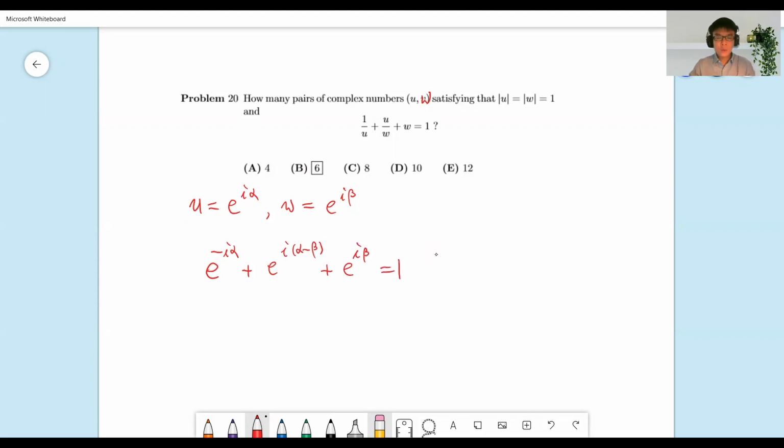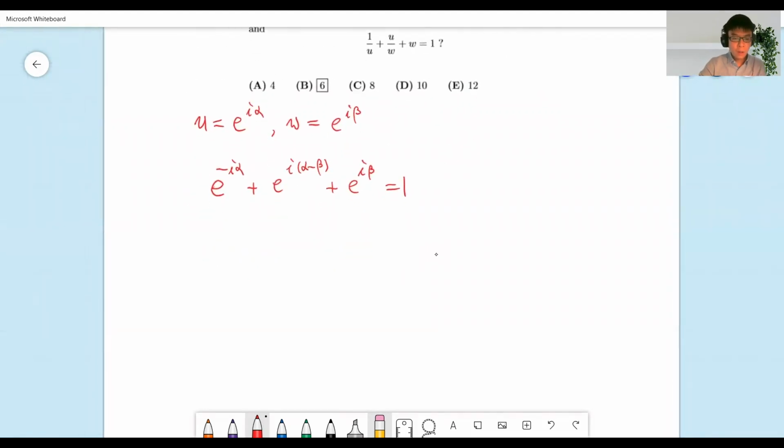So let's use Euler's formula to express these terms. The first term is cosine alpha, since cosine of minus alpha is also cosine alpha, plus i sine of minus alpha, which is minus i sine alpha. That's the first term. And the second term is cosine(alpha minus beta) plus i sine(alpha minus beta).